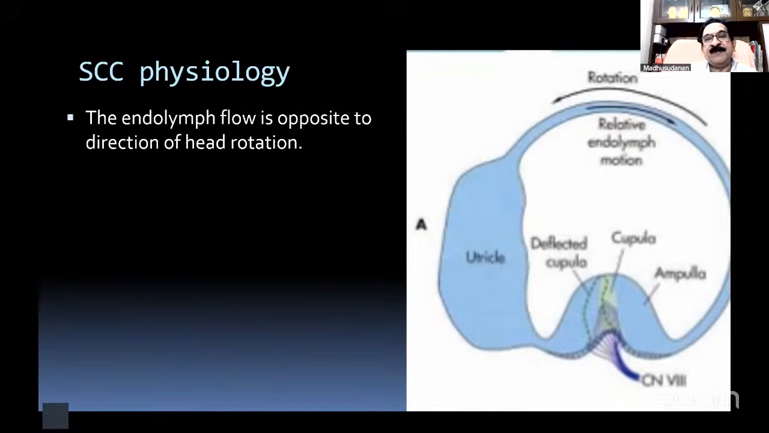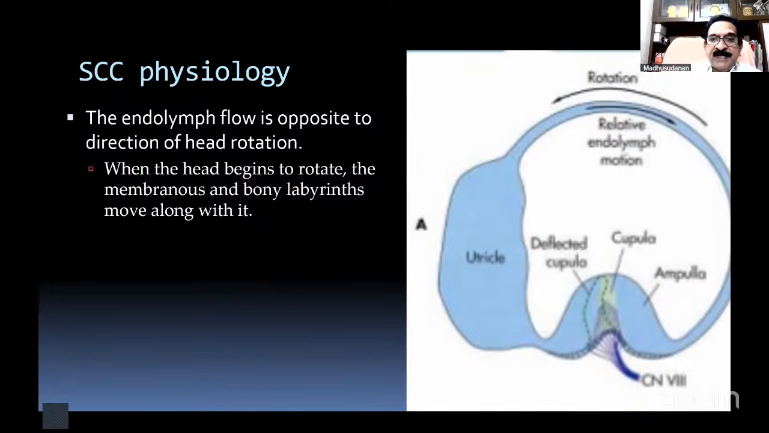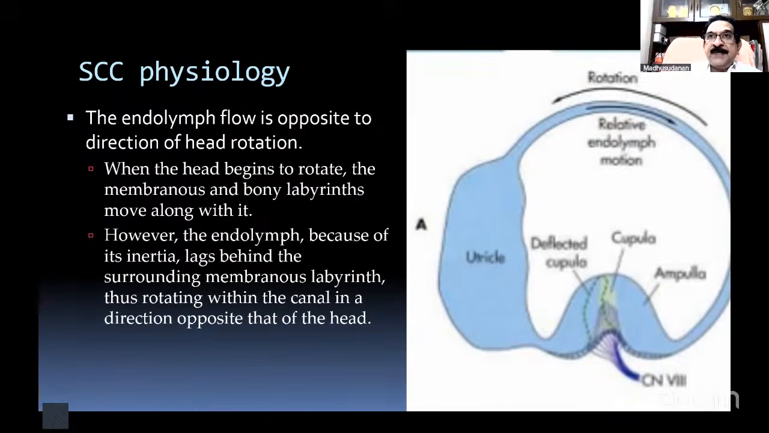As told before, when a tray full of water has a paper boat and we move the tray forward, the fluid goes backward because of the inertia. So when the head begins to rotate, the membranous and bony labyrinths move along with it. However, the endolymph, the fluid within, because of inertia, lags behind the surrounding membranous labyrinth, thus rotating within the canal in the direction opposite to the head. The fluid inside the canal is moving in the opposite direction.